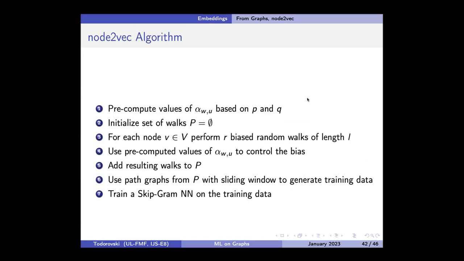And actually, now the node2vec algorithm is quite obvious. The first step, we pre-compute these alphas for the biased random walks. We initialize the set of walks to the empty set. Then for each node in the graph, we perform a fixed number of random walks of length L. From these random walks, we extract training data with a sliding window. Then we use a skip-gram neural network on the training data to do the embedding. Okay, and now every vertex in my graph can be mapped to a tuple. Then I can do machine learning from here on.